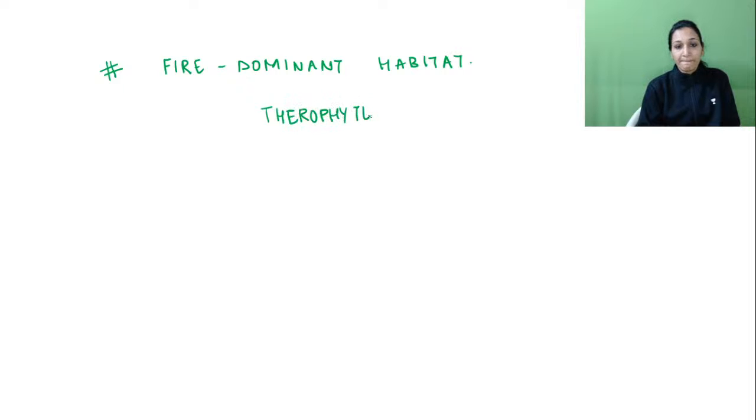Now what else is left? Therophytes are left. Therophytes are very common in fire dominant habitats. So in a fire dominant habitat, what type of plants are going to be there? They are the therophytes. So am I audible? Please write in the comment box. So these are some of the things. Okay, Shona is saying you are audible, ma'am.